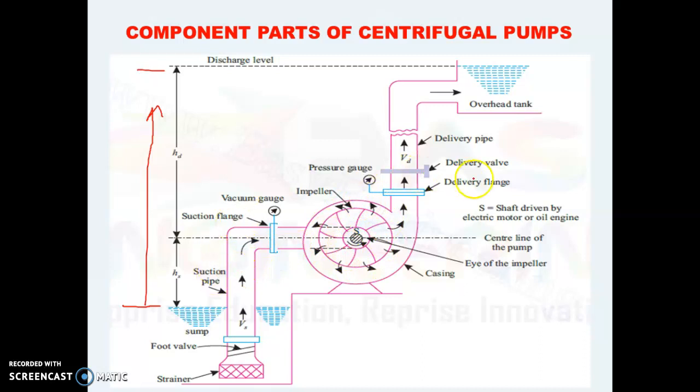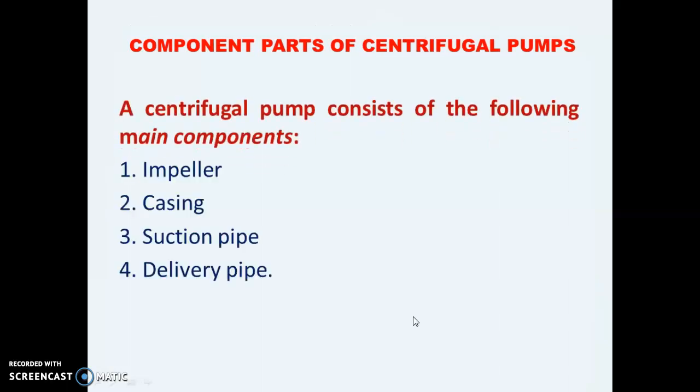Now, there are some component parts given here, but we have to study only a few of those. Out of all these component parts, we are going to study the strainer, the foot valve, the suction pipe, the impeller, the casing, the eye of the impeller, and the delivery pipe. Only 1, 2, 3, 4, 7. Only 7 component parts are important and we are going to study them in detail.